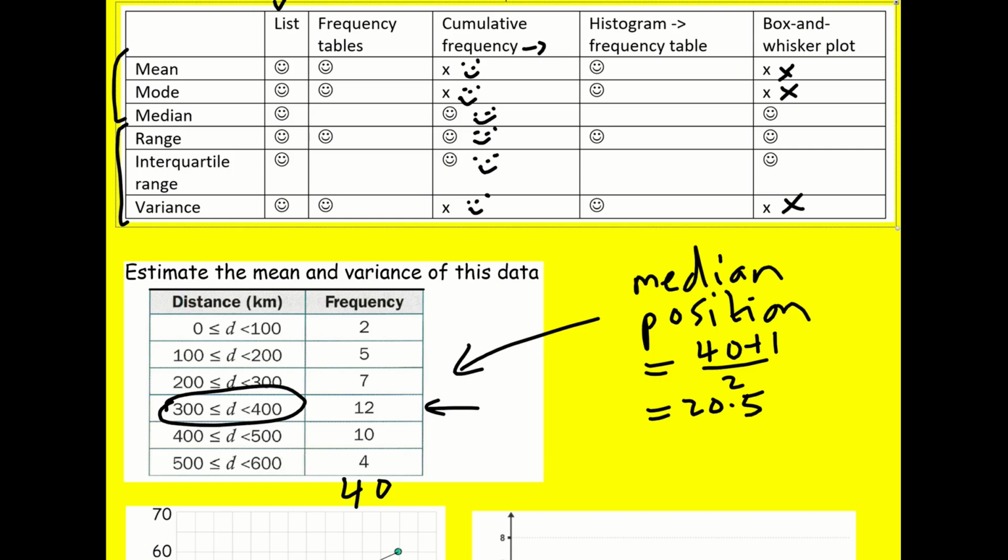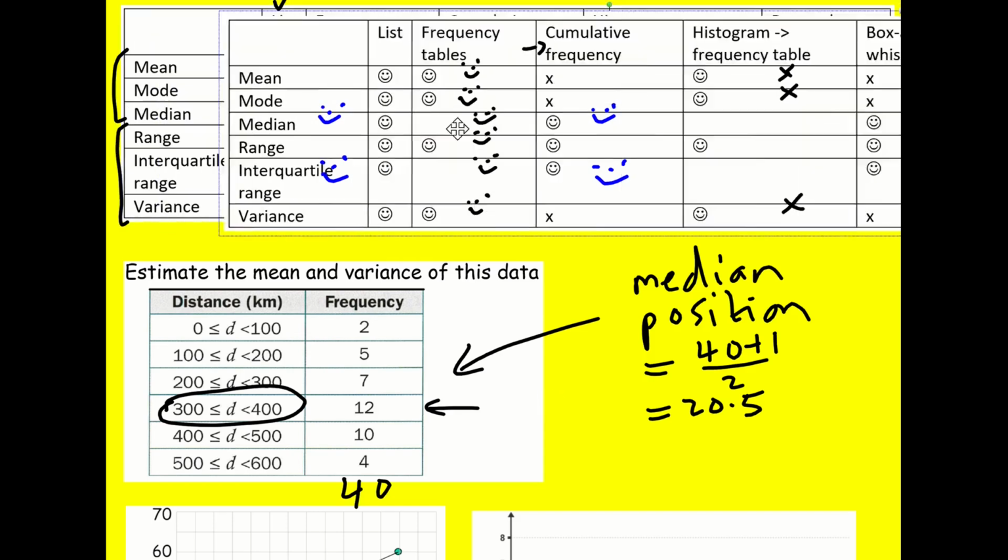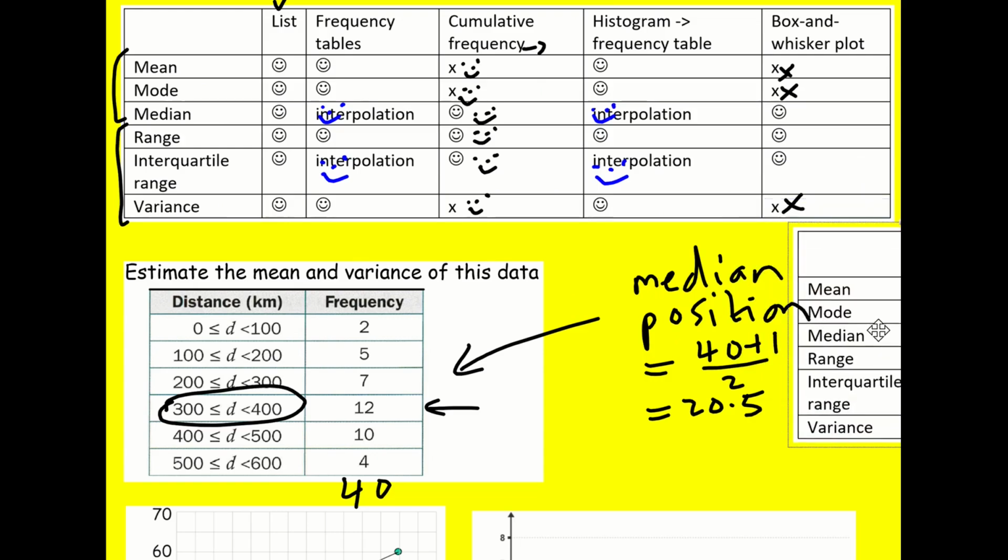But the interquartile range is going to be a lot trickier. And in this lesson, we are therefore going to look at this in more detail. And by the end, we'll be like this, because we'll have a much better method. We're not just going to find the group that it's in, we're going to find an estimate for the actual value. And the way we do this is interpolation.